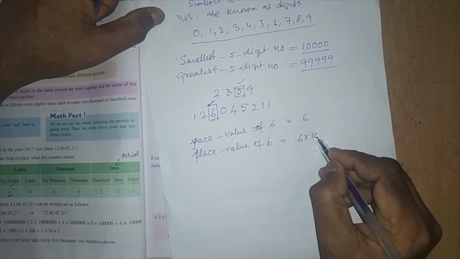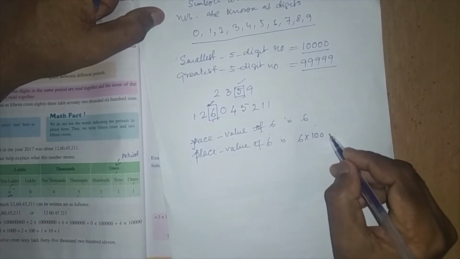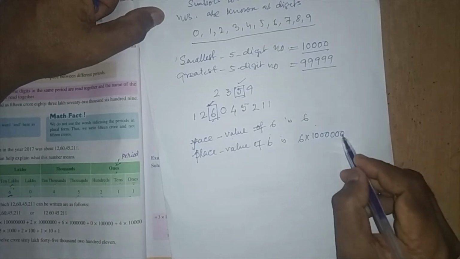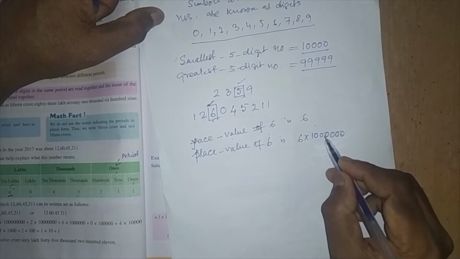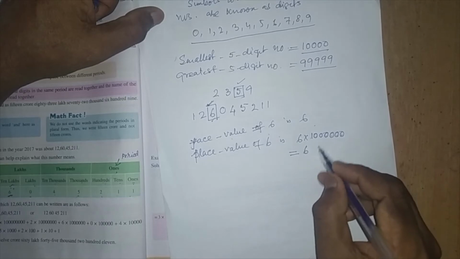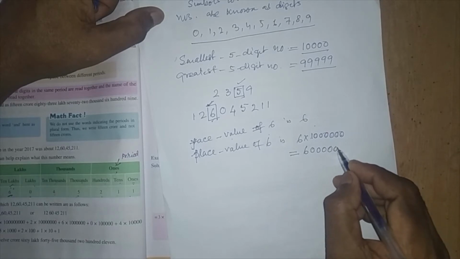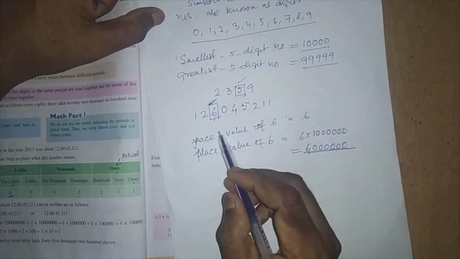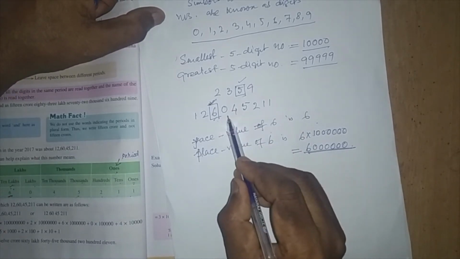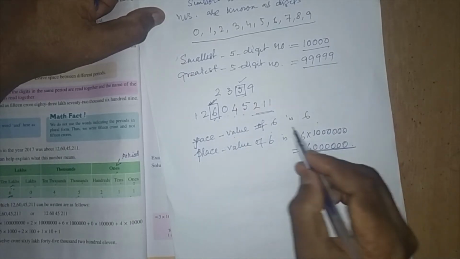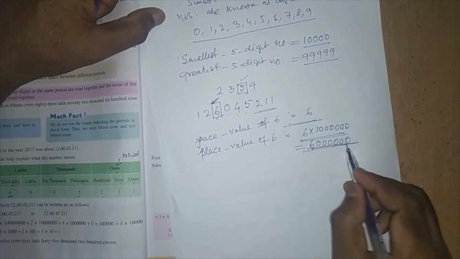10 lakhs means units, ones, tens, 100, 1000, 10,000, lakhs, 10 lakhs. So its place value will be equal to 6 into how many zeros? 1, 2, 3, 4, 5, 6 zeros. This is the place value of this 6 in the number 12 crore 60 lakhs 45,211. So the concepts of place value and face value must be clear.